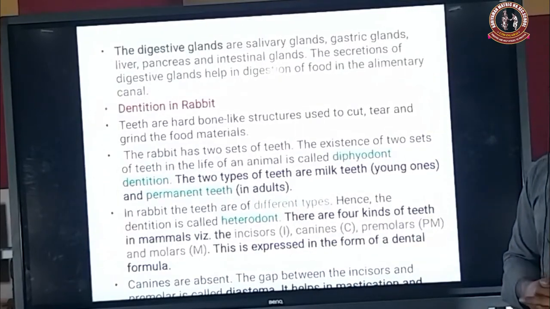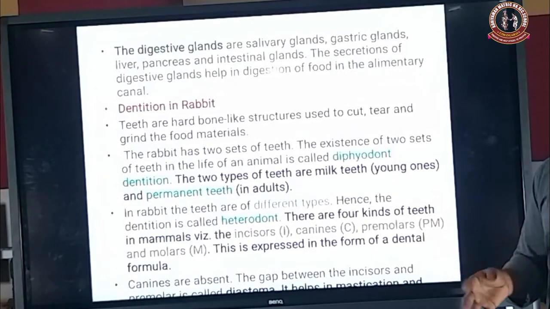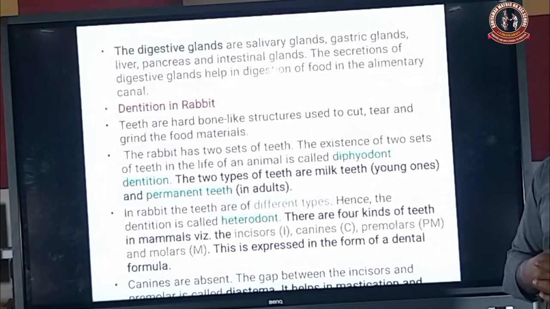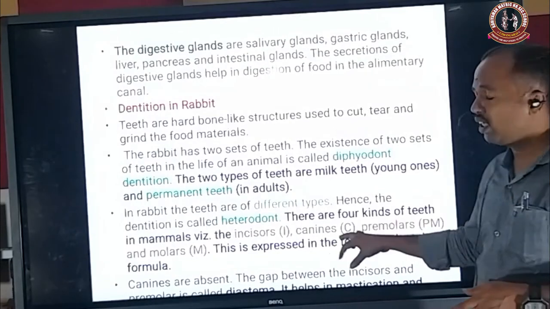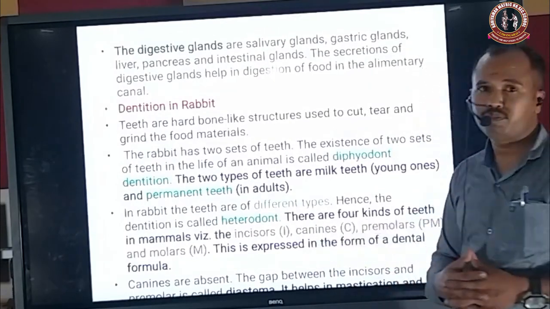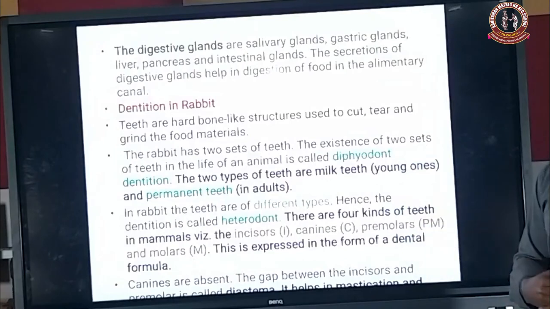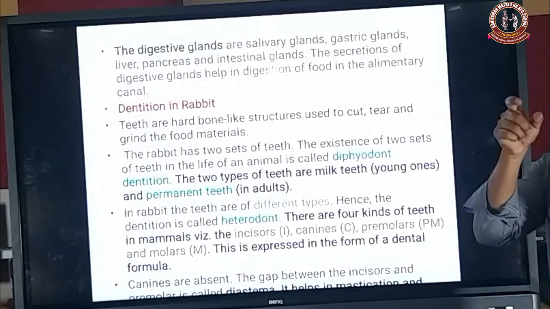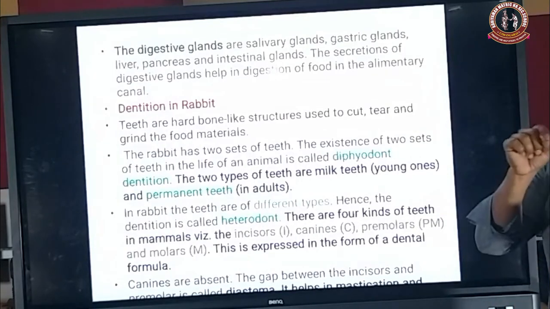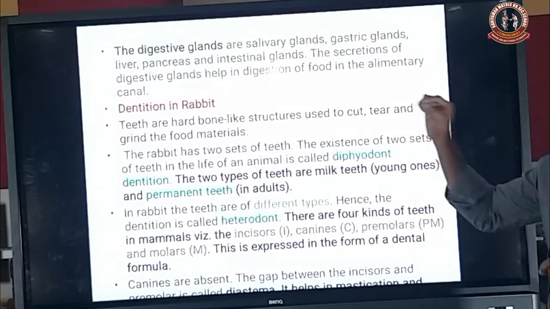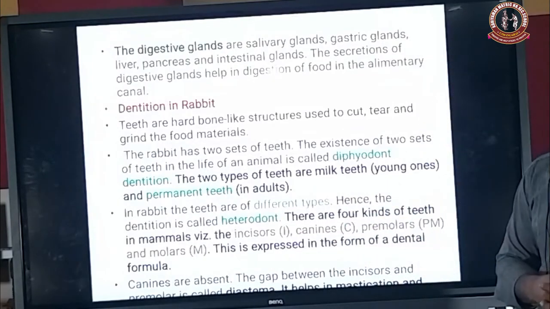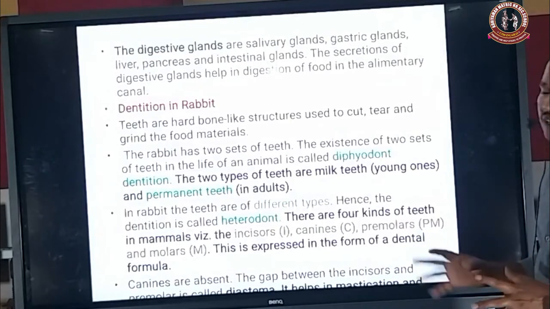The canines are the tearing teeth. They are majorly present in carnivorous animals. So the canines are absent in the rabbit because it is a herbivore. There is an empty space between the incisors and the premolars. That region is called the diastema.